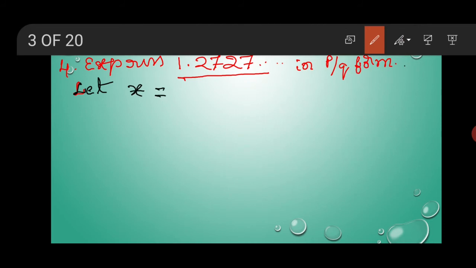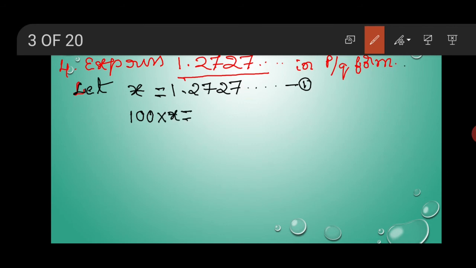x is equal to, can you tell me? Yes, 1.2727 on and on. Now, how many digits are repeating? Only 2 digits are repeating after the decimal point. So, first write down 20 followed by 1 number. It is 100. So, multiply the equation 1 with 100.